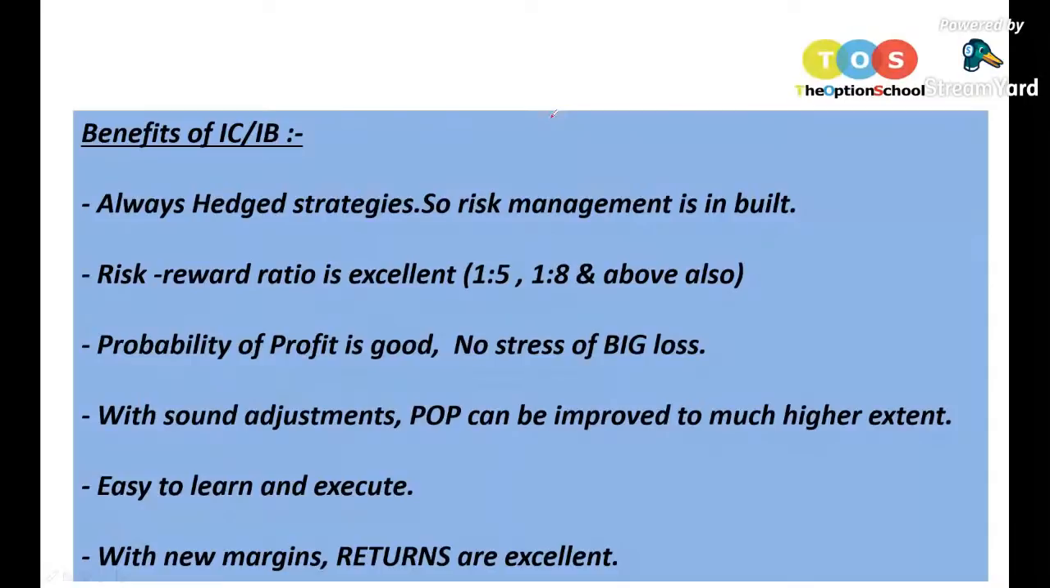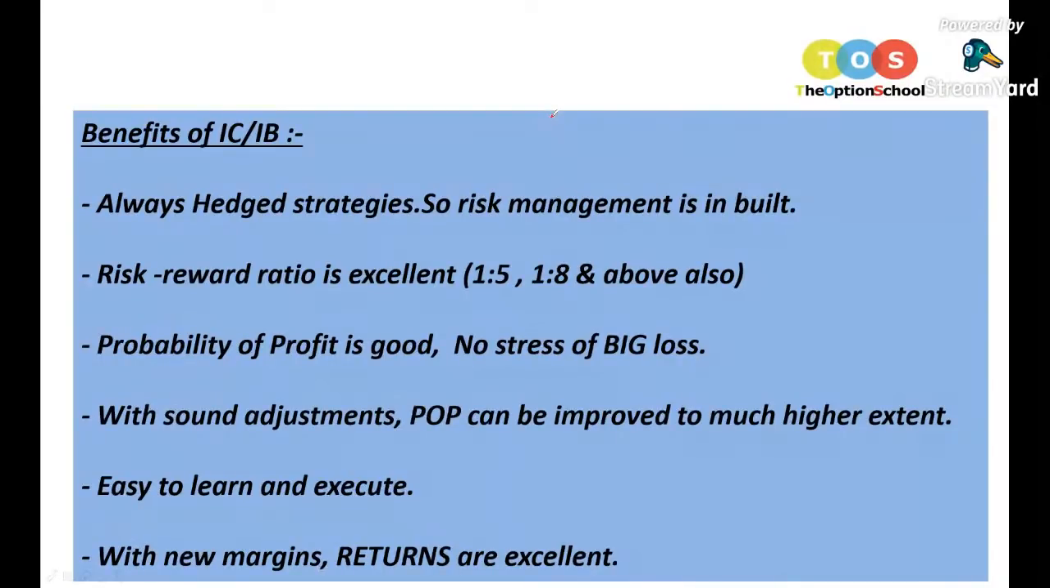And with some sound adjustments, probability of profit can be improved to a much higher extent. So if you are in a trade where your worst scenario is no loss no profit, that's a very good trade, because every time markets will not behave like that. Out of maybe next 12 months, 7-8 months, you will have a decent profit, and the balance 4 months, remember, we are not going one step forward and two steps backward. The balance 4 months, there will be no loss, so still you are able to accumulate the profit for those 8 months. And they're pretty easy to learn and execute, and with new margins, returns are really excellent, right?